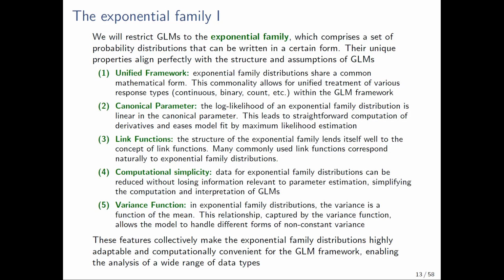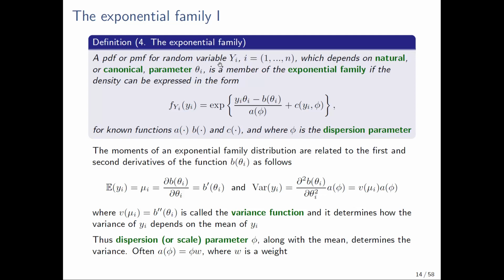Fourthly, computational simplicity. Data for exponential family distributions can be reduced via so-called sufficient statistics without losing information relative to parameter estimation. And fifth, the variance function in exponential family distributions. The variance is allowed to be a function of the mean. This relationship captured by the variance function is exactly what allows the model to handle different forms of non-constant variance. So collectively, these features mean that exponential family distributions are highly adaptable and computationally convenient for the GLM framework. But what is the exponential family?